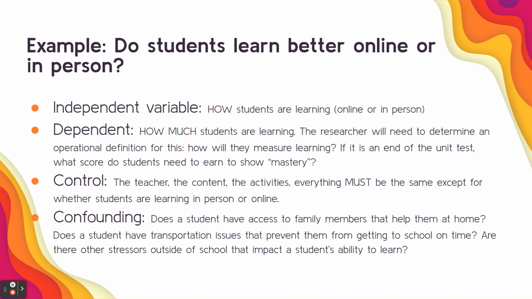Control variables: you'll want to control the teacher, make sure that's the same. The content, the activities, everything must be exactly the same whether students are learning in person or online. You only want the variable of how they are learning to change. Confounding variables here, thinking about, does a student have access to family members that can help them at home? Does a student have transportation issues that prevent them from getting to school on time? Are there other stressors outside of school that impact a student's ability to learn?